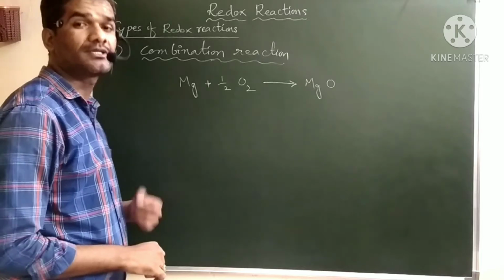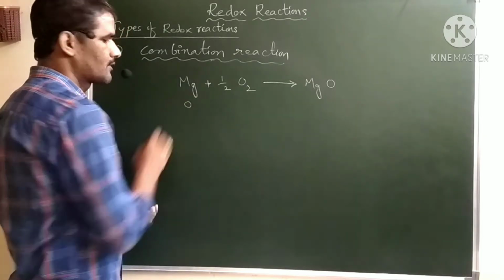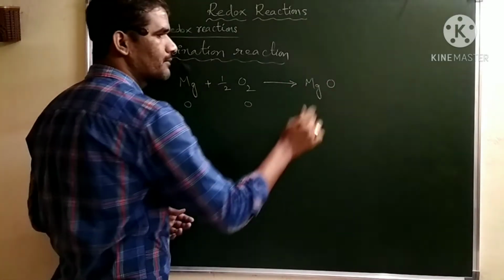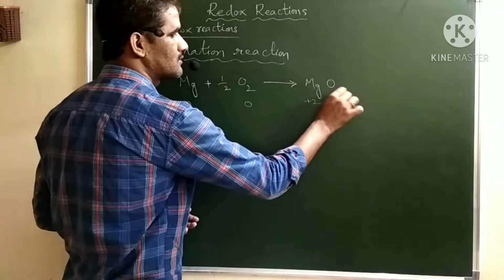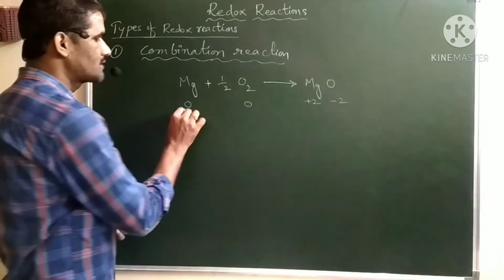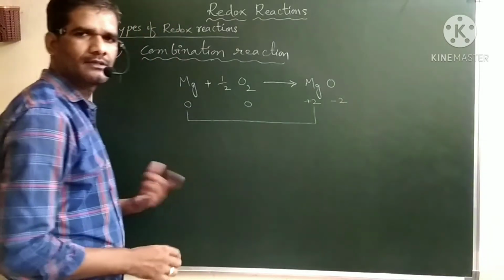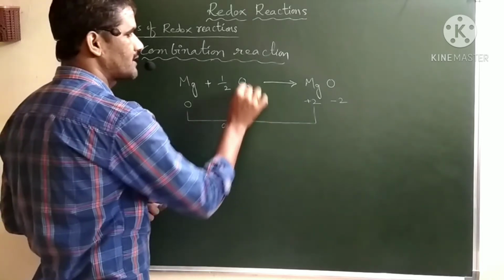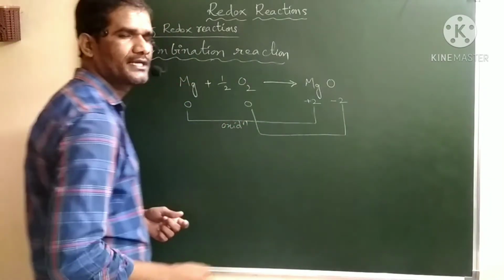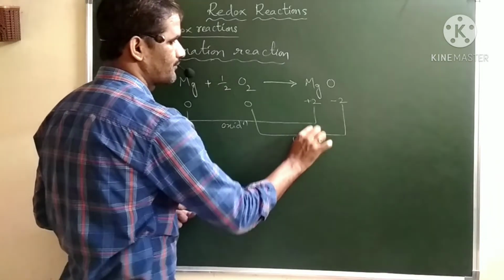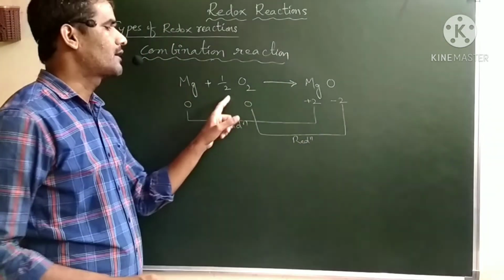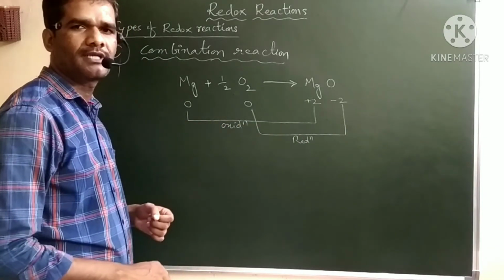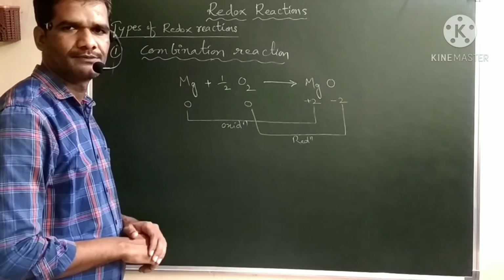First let us see whether it is a redox reaction or not. Here magnesium's elemental state is 0, and oxygen's elemental state is also 0. In this compound, magnesium's oxidation state is plus 2 and oxygen's is minus 2. Magnesium changes from 0 to plus 2, an increase in oxidation state, so this is the oxidation part. Oxygen changes from 0 to minus 2, a decrease, so this is reduction. So magnesium undergoes oxidation and oxygen undergoes reduction, both taking place simultaneously. We can say this is a redox reaction and this is a combination reaction.